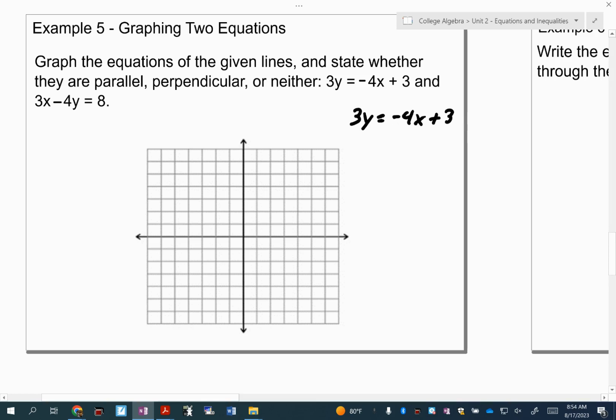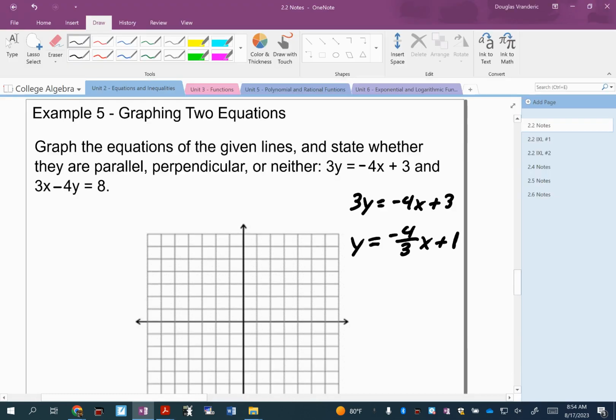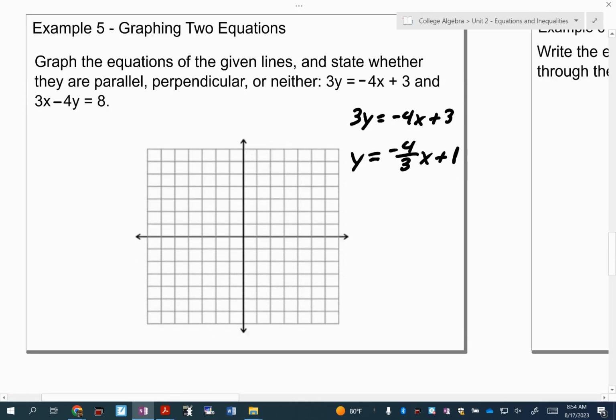And I'm going to put this in slope-intercept form by dividing everything by 3 to get negative 4/3 x, and then 3 divided by 3 is 1. So I'm going to plot. Let's use a different color for this. I'll use red for this one. So I'm going to plot positive 1 for the y-intercept, and the slope, which is here in front of the x, is a negative 4/3.